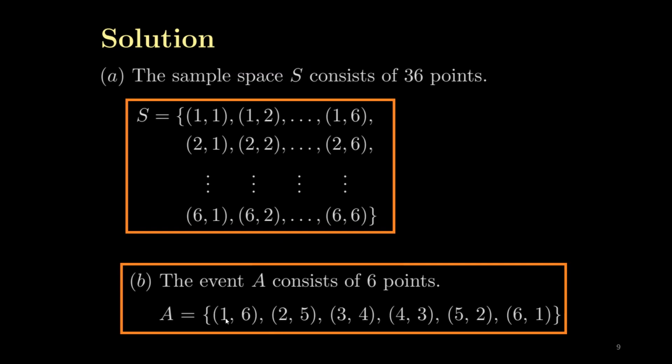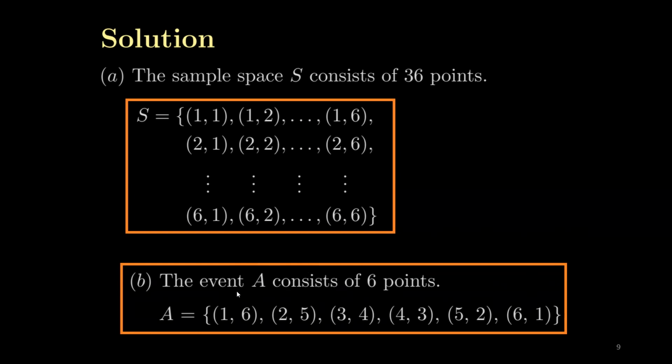So the first possibility is that we get 1 on the first die and 6 on the second. The second possibility is that we get 2 on the first and 5 on the second die. Similarly, 3 and 4, 4 and 3, 5 and 2, and 6 and 1. So these are 6 points which constitute event A.